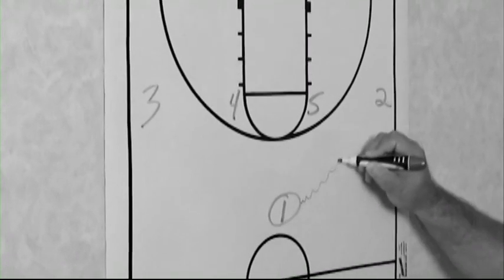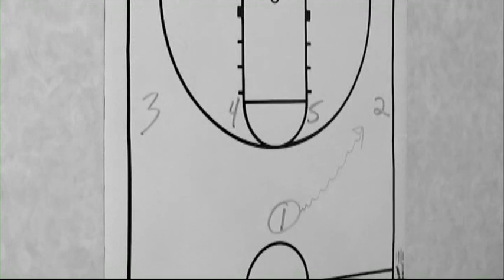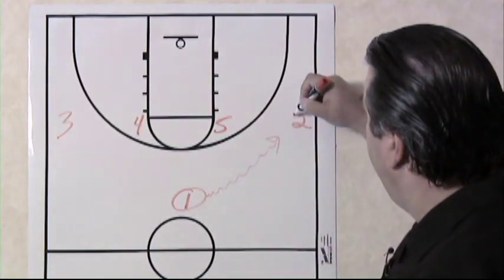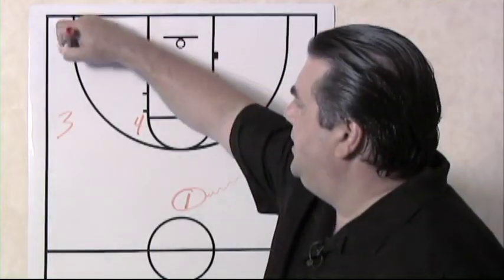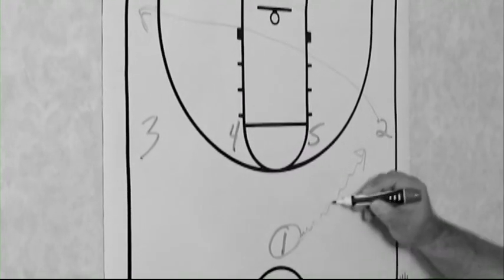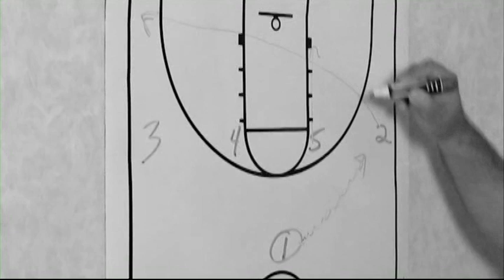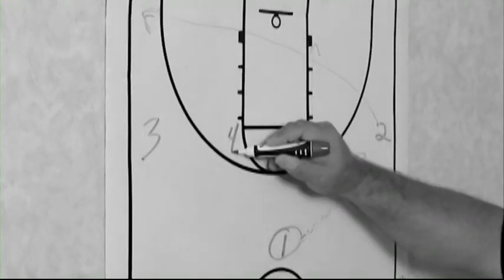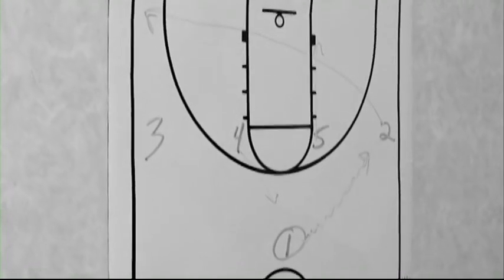He can dribble to either wing. Here he's dribbling at number 2. Number 2 will see that, and he'll immediately clear out to the opposite corner area of the floor. As 5 sees the dribble entry, he flashes down to the low post. 4 will step up into the high top of the key area.